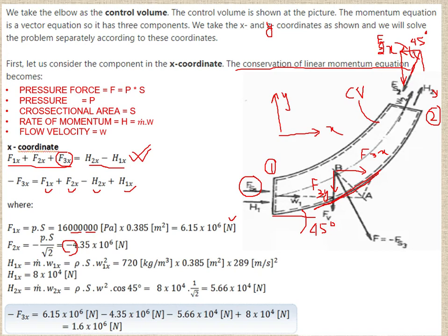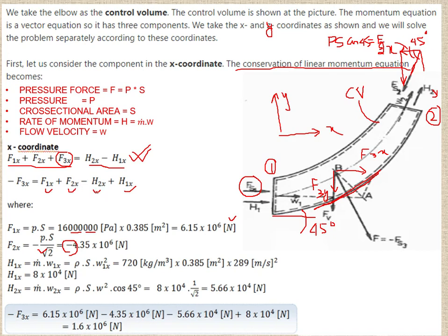The component is at 45 degree. So what is this component? This will become p into S, surface area, into cos of 45 degree. The cos of 45 degree will become 1 by root 2. This 1 by root 2 is because of cos of 45 degree, and the minus sign because it is in the opposite direction. When you multiply them together you will get this value, and divided by 2, finally we got minus 4.35 into 10 to the power 6 Newton. So we got F1x and F2x.